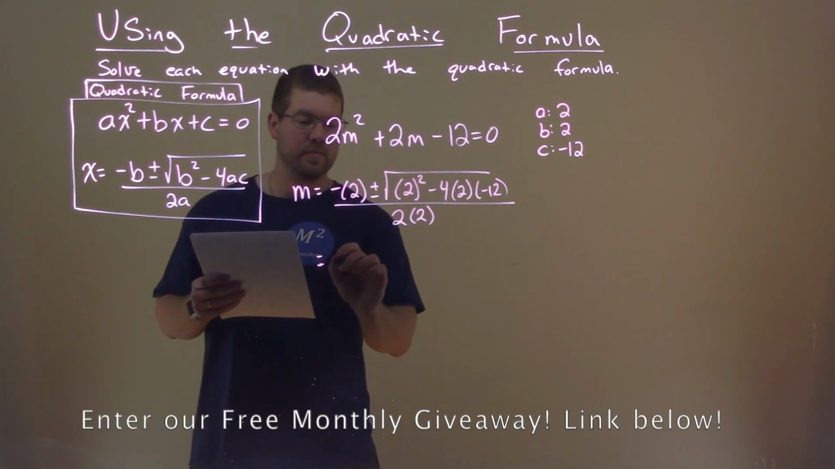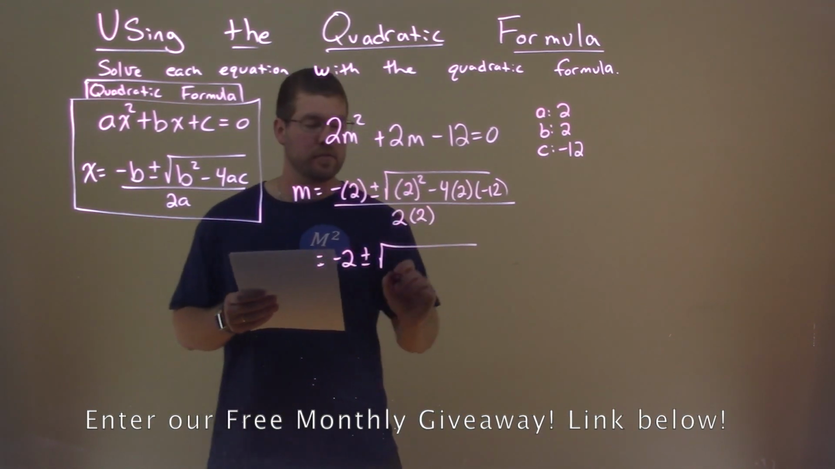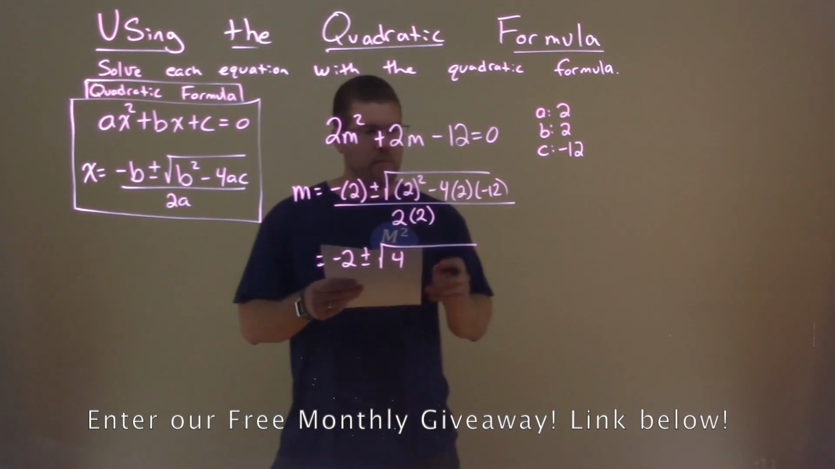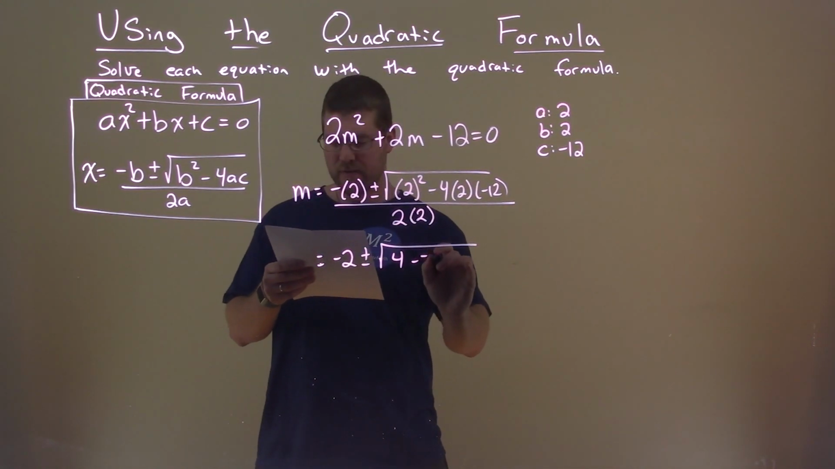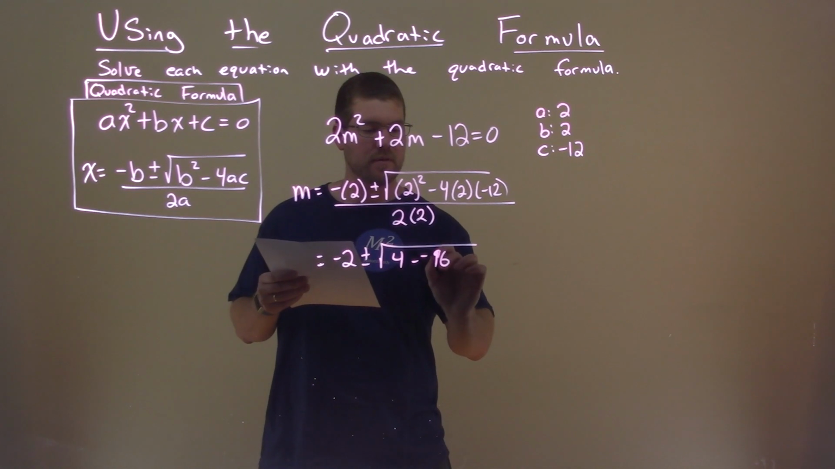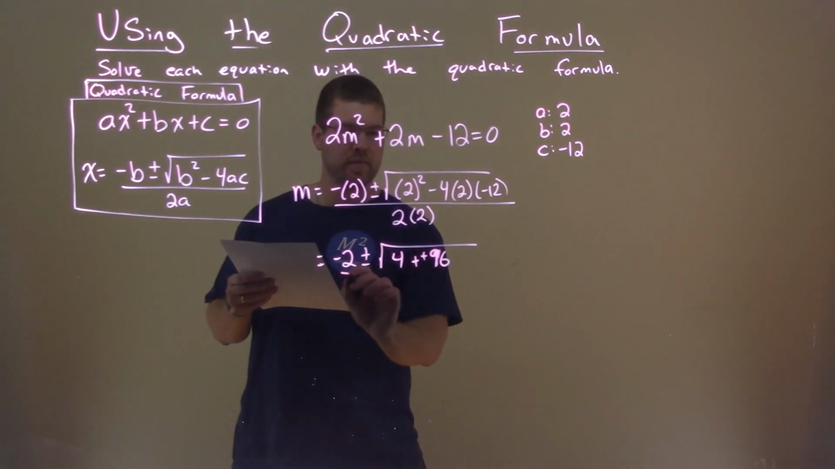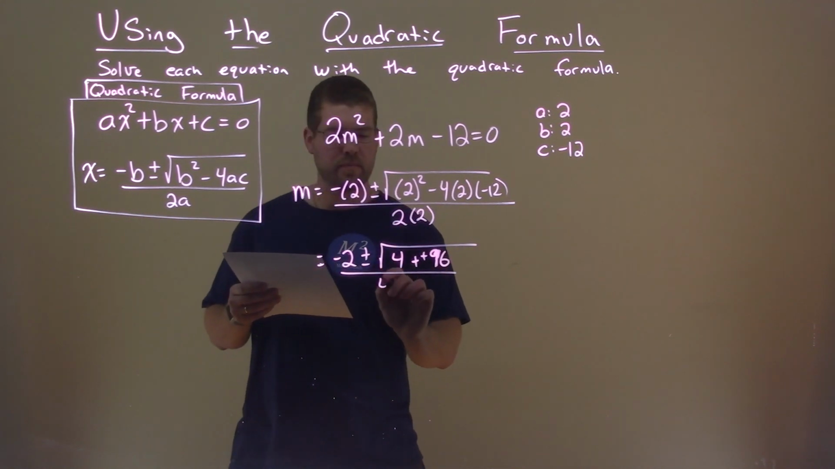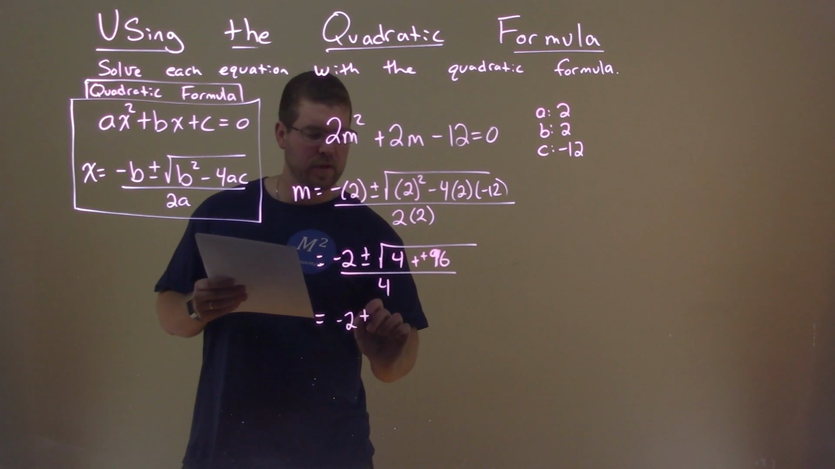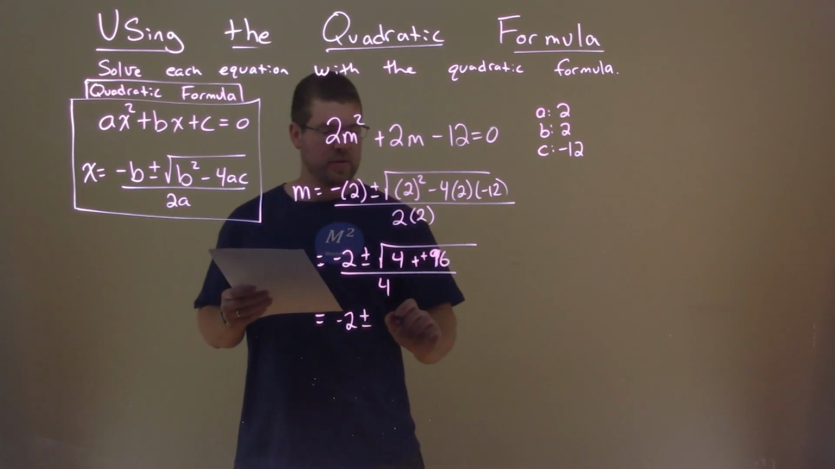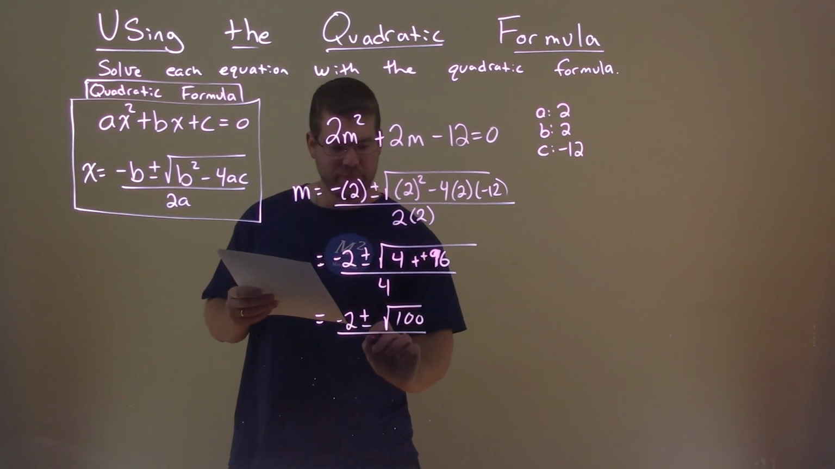Negative 2 is just, well, a negative 2, plus or minus the square root. 2 squared is 4, and then minus 4 times 2 times negative 12 is a negative 96 here. And that's minus a negative, so it's like plus a positive. All over 2 times 2, which is 4. Keep on going. Negative 2 plus or minus 4 plus 96 is 100. Keep it 100, everybody. Divided by 4.